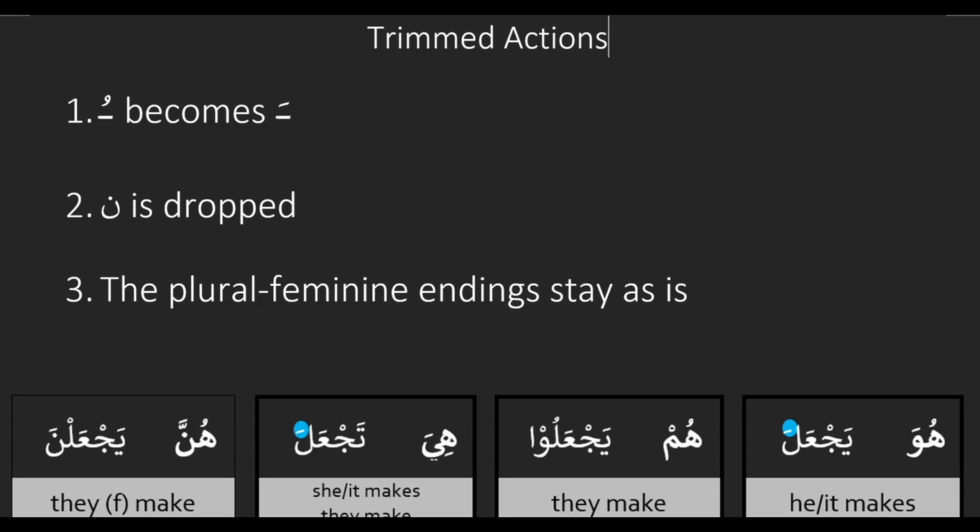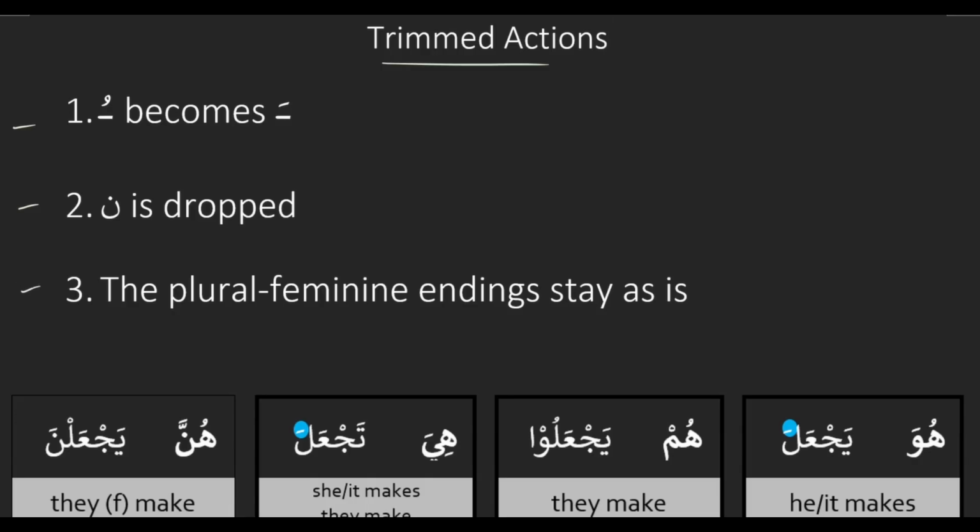So in this chapter, we're going to be studying something called trimmed actions. Trimmed actions, similar to bald actions, has to do with present tense endings changing. And there are 3 changes that occur, just like with bald, and some of them will look familiar.